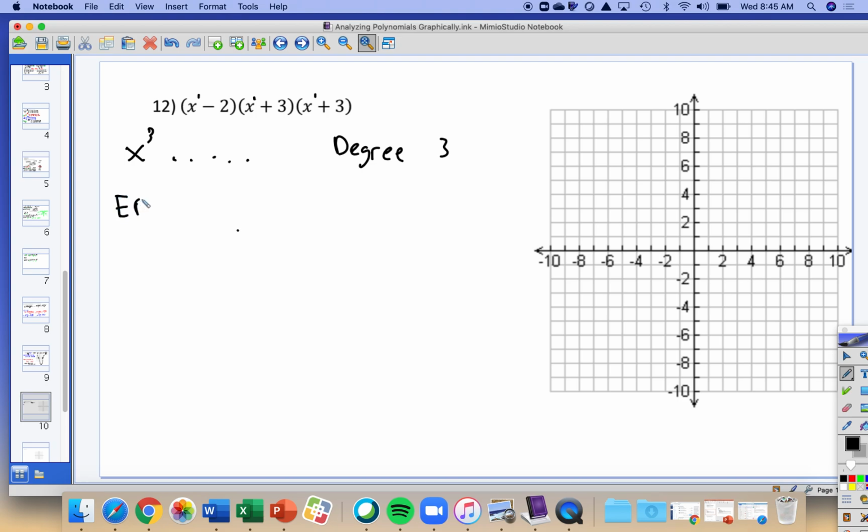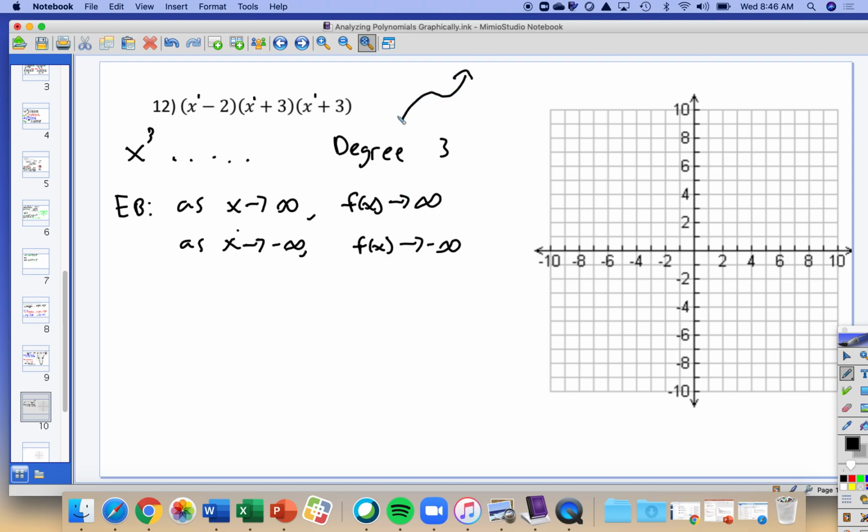Which means for end behavior, it's going to be as x approaches infinity, f of x will approach infinity, and as x approaches negative infinity, f of x approaches negative infinity. Okay, so again, it's going to look something like this, because this is an odd degree polynomial.